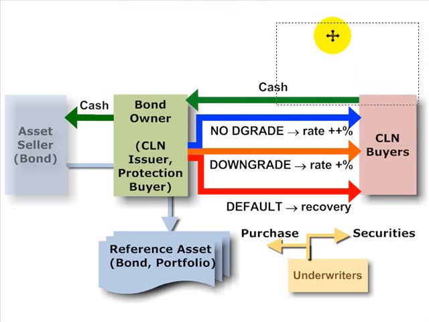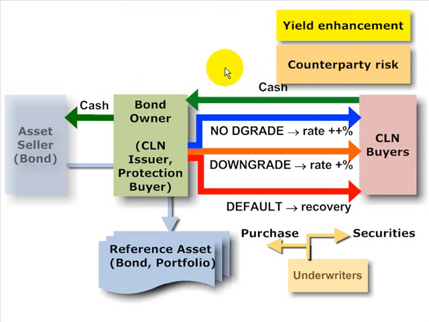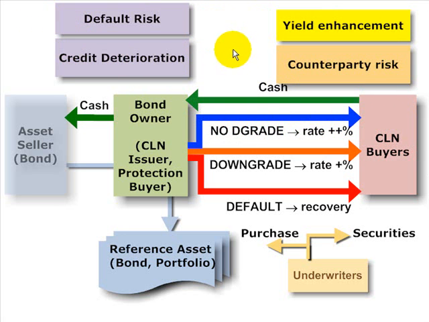Now if we think about the CLN buyer or the investor, obviously their motive is yield enhancement. They'd like this above market yield that they're going to get compensated for in exchange for taking on this default risk and credit deterioration risk. However, these buyers are the one who do have counterparty risk or counterparty exposure to the bond owner. Let's be careful about what that means.